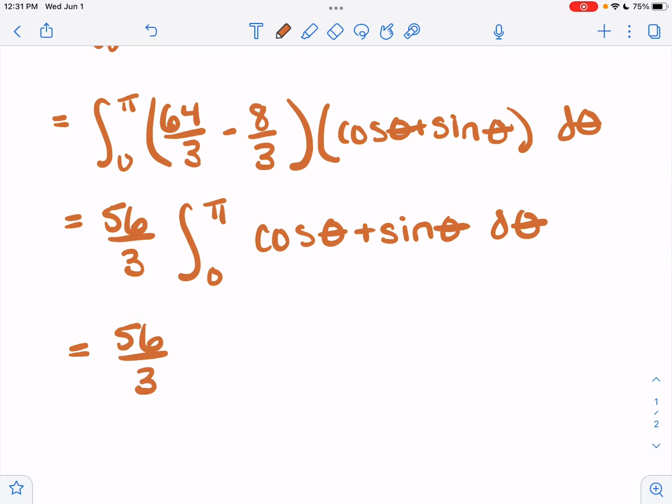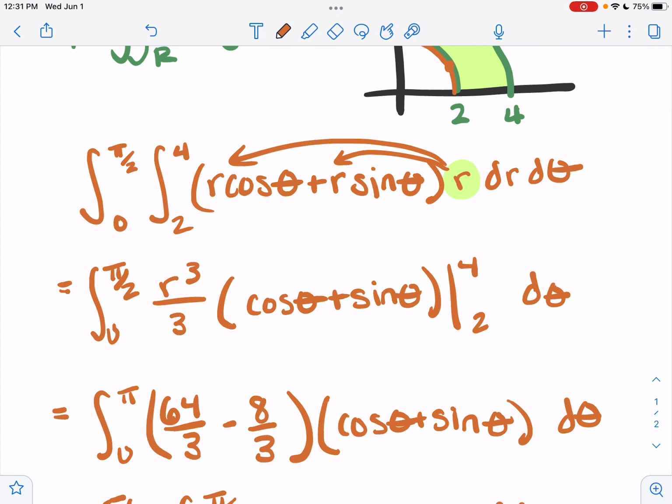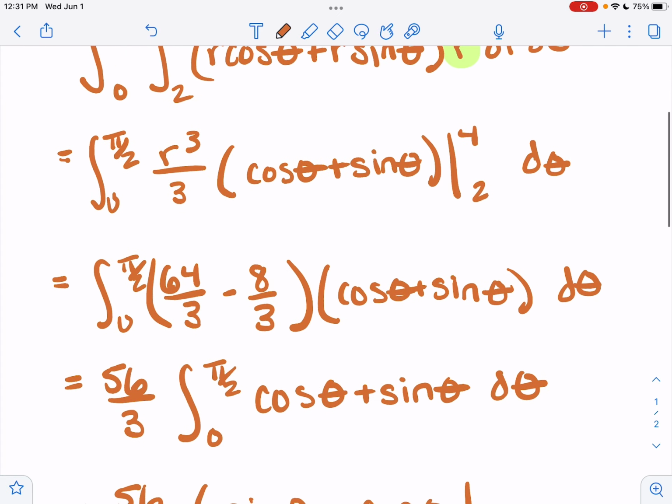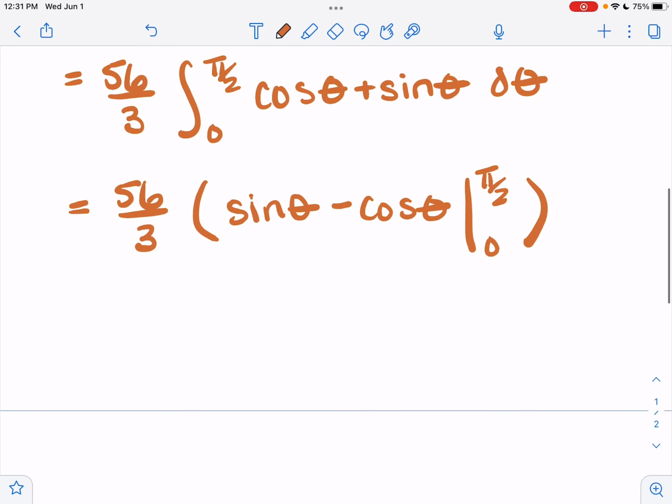The integral of cosine is sine, and the integral of sine is minus cosine. And we want to go from 0 to, oh, this was pi halves. Sorry, I wrote pi halves at the beginning and then switched it to pi. I missed that later on, so pi halves throughout. And sine of pi halves is 1. So we have a 1 here.